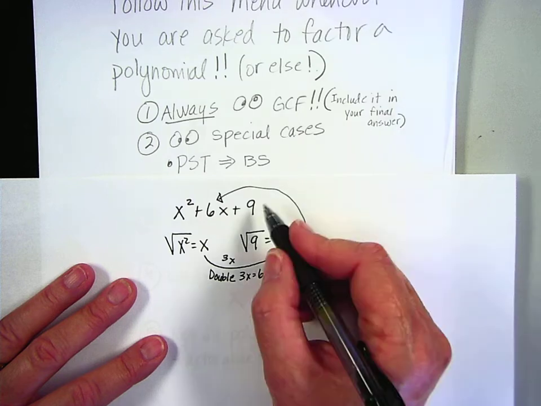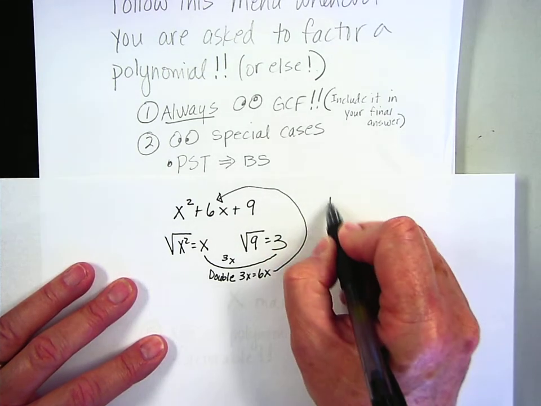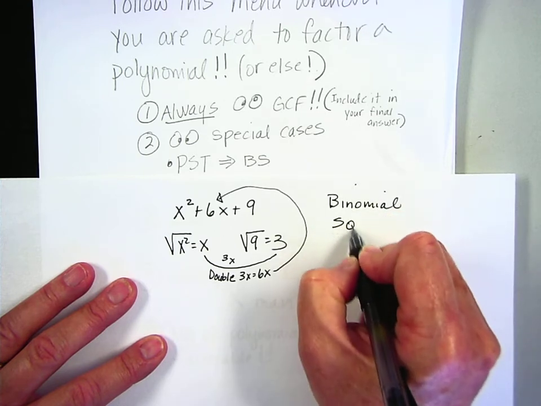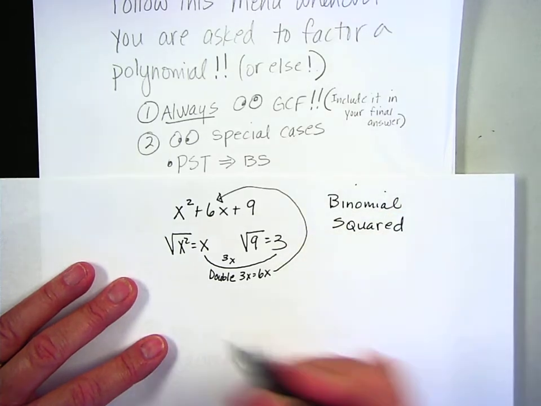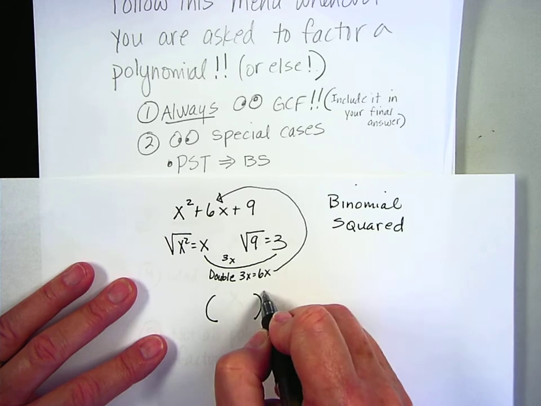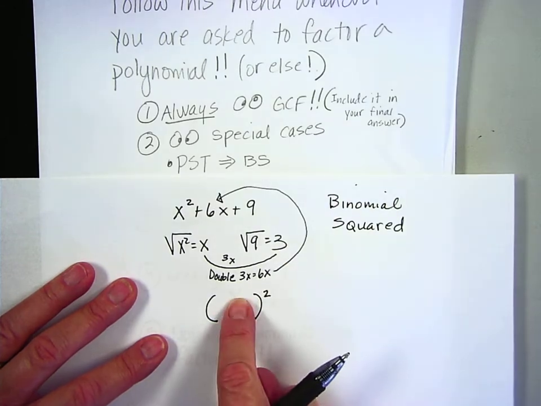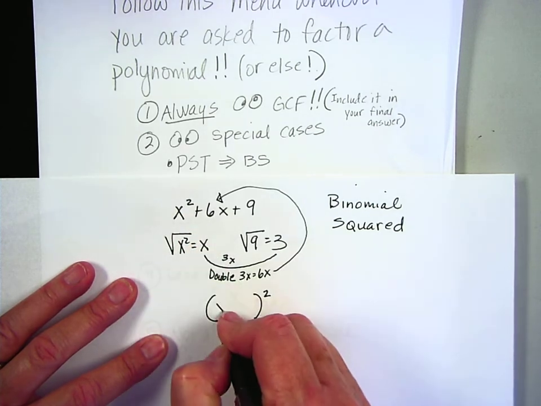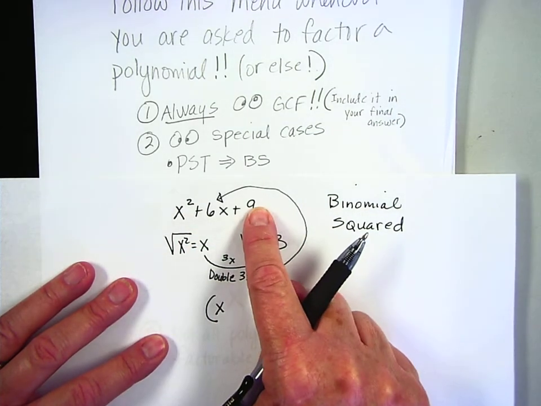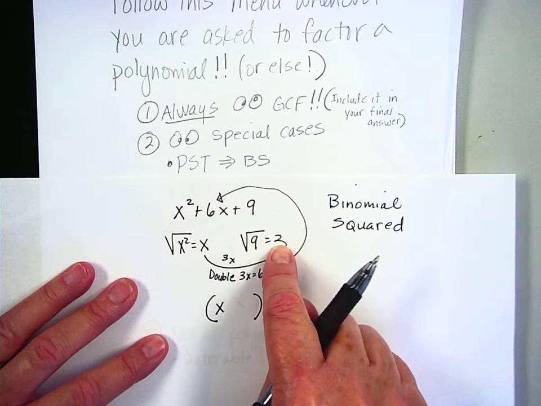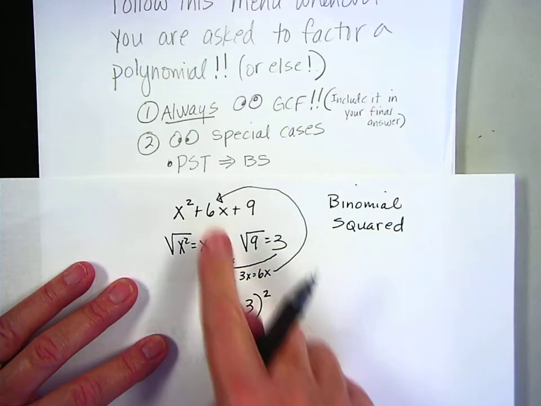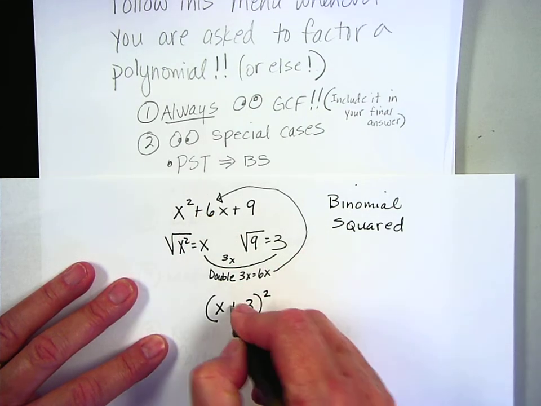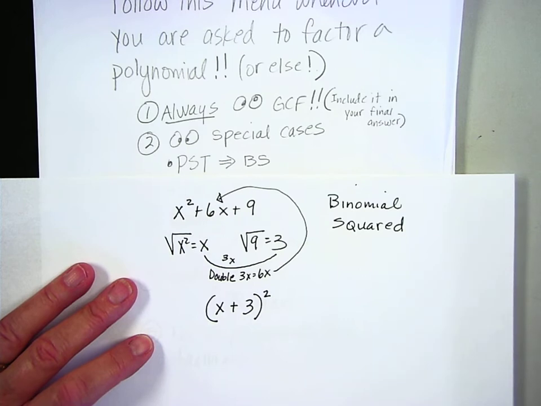When you factor a perfect square trinomial, you're going to get a binomial squared. What that means is you're going to have a binomial and the whole thing is going to be squared. But what goes in your binomial? Take the square root of the first term, which is x. Take the square root of the third term, which is 3. And take the sign of the middle term, which is positive. And you've just factored that PST.